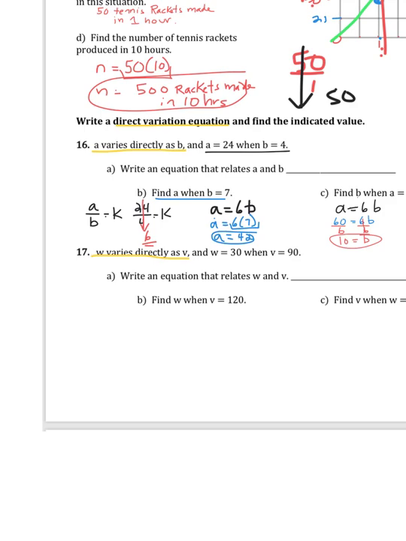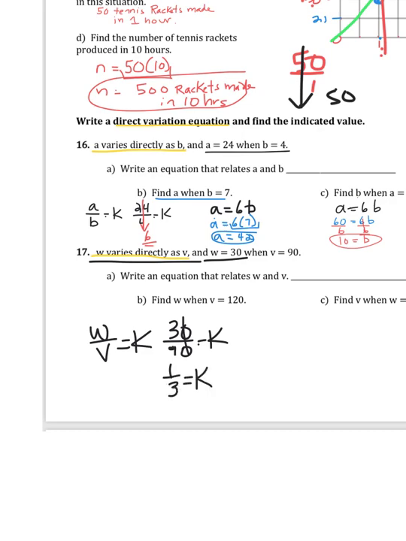All right, so here we go. W is 30. Wait. W varies as V, and that will give me the K. W is 30 divided by 90, and that will equal K. That's a fraction, 3/9, which is 1/3. 1/3 is going to equal K.